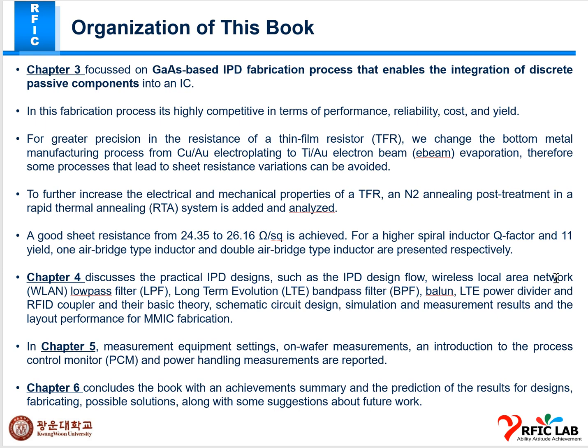and further increase of electric and mechanical properties, and a good sheet resistance from 24.35 to 26.16 ohm per square is achieved, and a high spiral inductor Q factor, 11 yield, one air bridge type inductor and double air bridge type inductor are presented in this chapter 3.